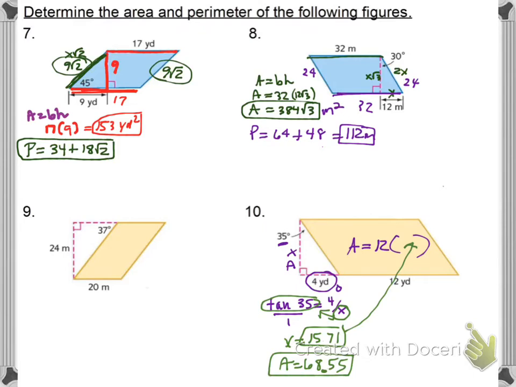Now, if I wanted to find the perimeter, I'd have to do the same process, except I would need to find this piece so that I could add it. Okay, so you would just do 12 plus 12 plus whatever you get here is going to be there, and then you add it. All right.